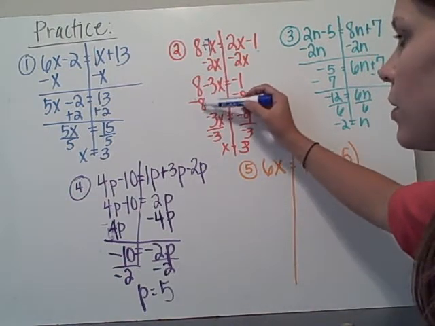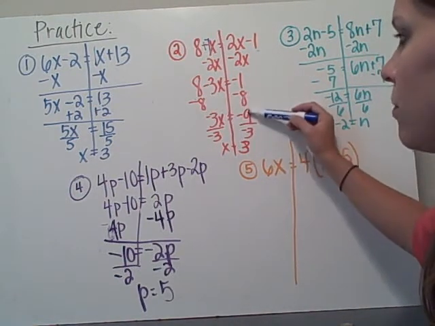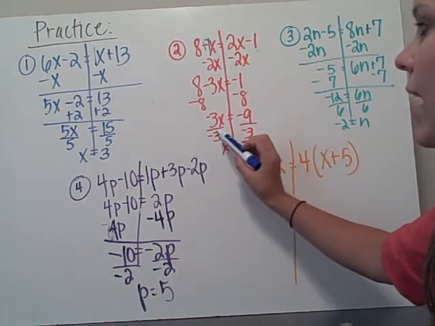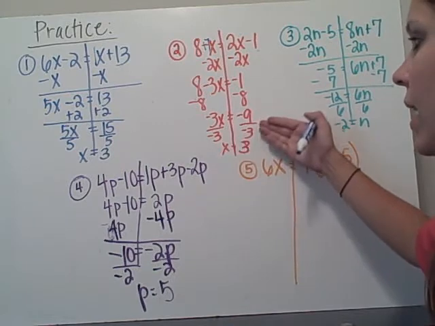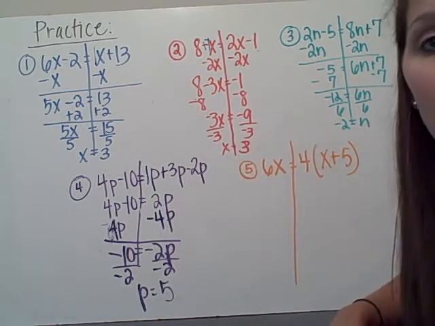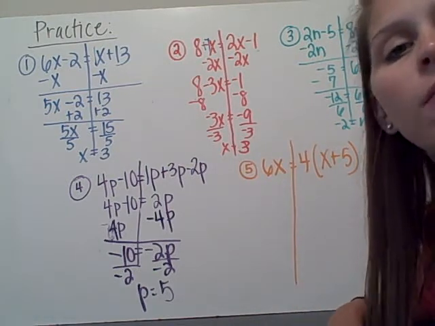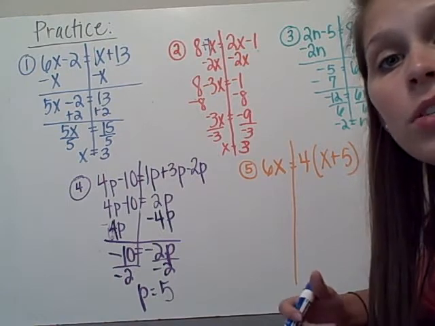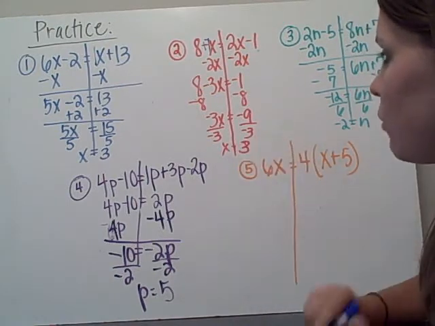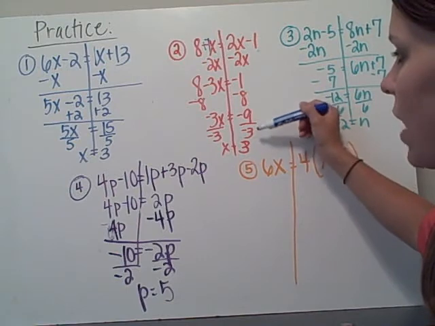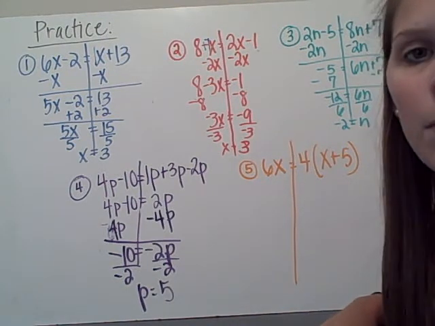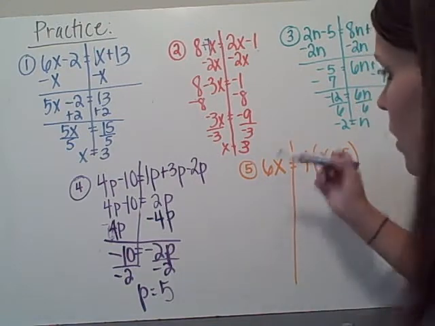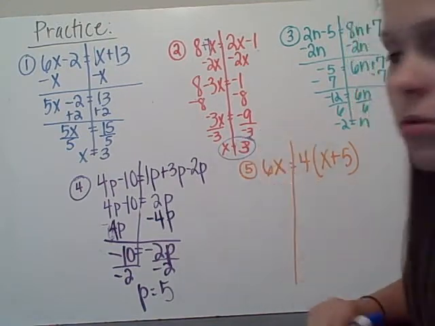Now I want to move my 8 to start getting my variable by itself. Well, it's a positive 8, so I'm going to subtract 8 from both sides. I'm left with a negative 3x equals a negative 9. Divide by negative 3, because negative 3 times x is multiplication, and the inverse operation of multiplication is division. So we're going to divide by negative 3 on both sides. Negative 9 divided by negative 3 is a positive 3 because a negative divided by a negative is a positive. So our answer is x equals 3.